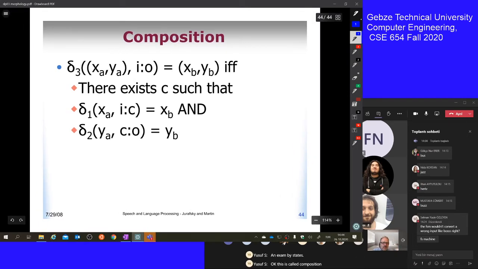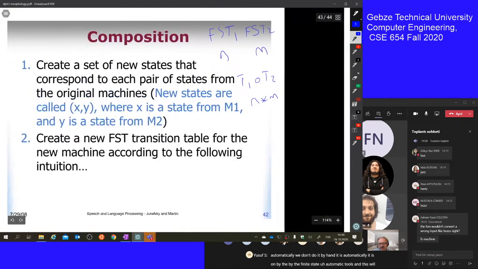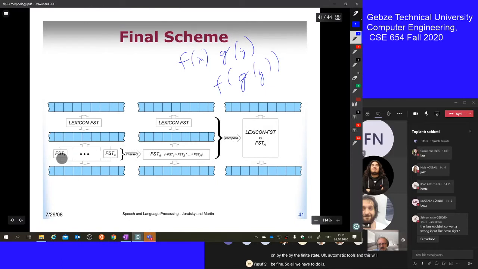And it's automatic. We don't do it by hand. It is done automatically by the finite state automata tools, and this will be fine. So all we have to do is come up with these kinds of orthographic rules. Okay, any questions so far?